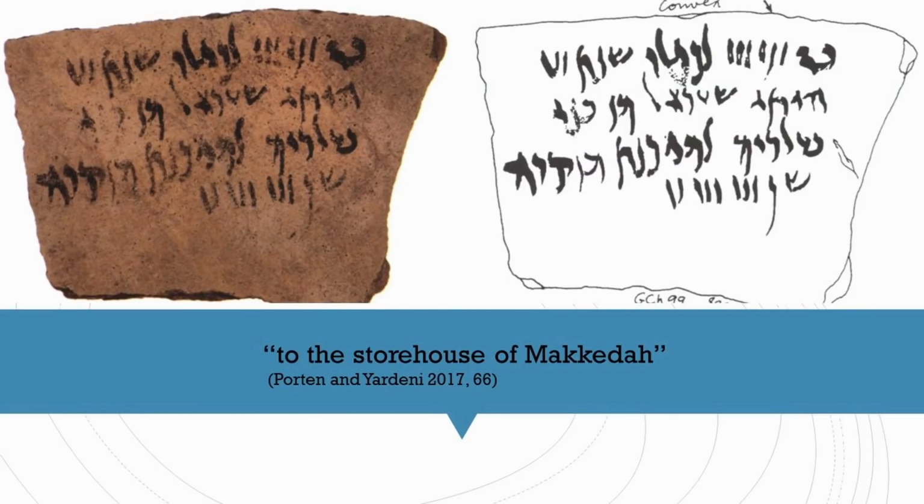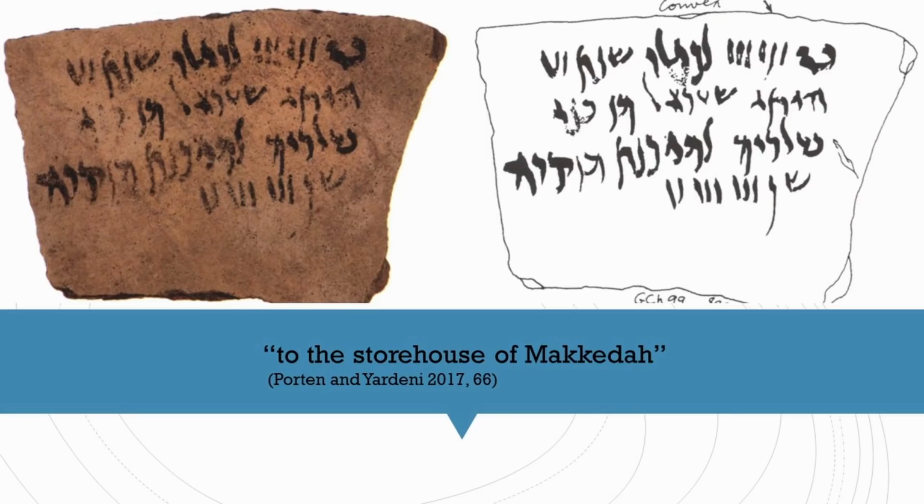And here's an example. And I think this is it here. With a Mem Kof, I don't know, I want to say that's maybe a Dalet and a Hay. So another look at it. To the storehouse of Makkedah. So a lot of these were like financial records, records of transactions.